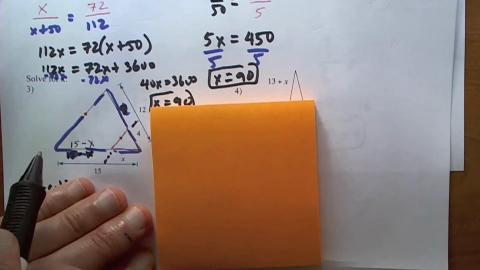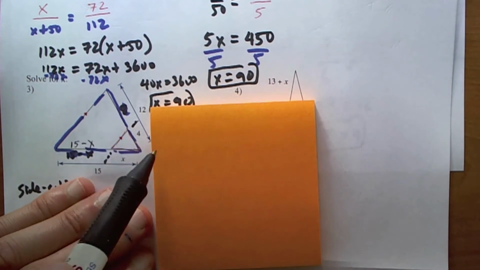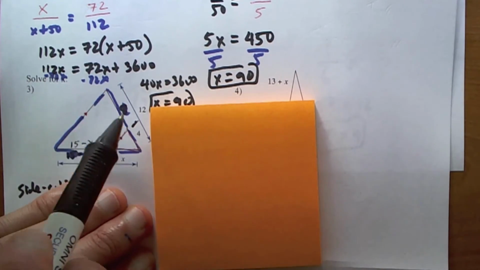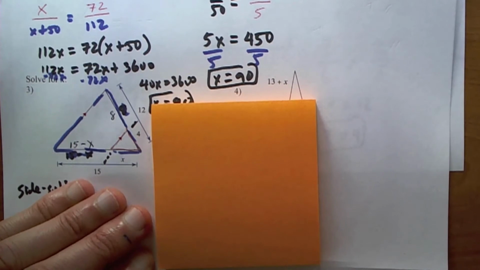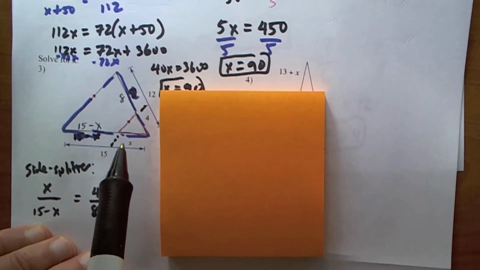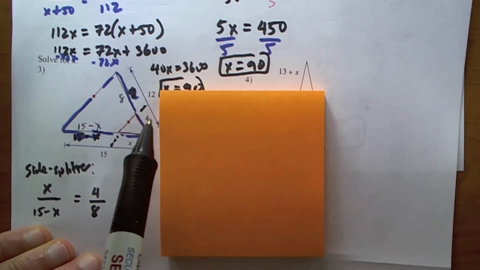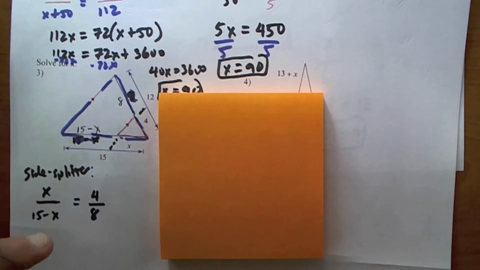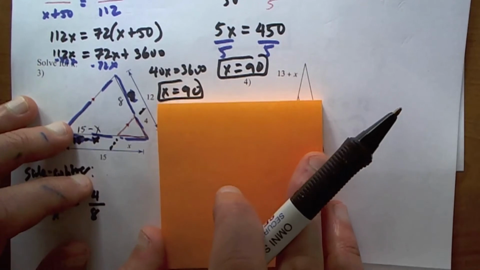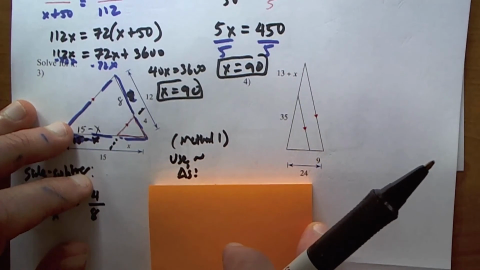The whole thing is 15. This is x. This is 15 minus x. And same thing over here. If the whole thing is 12 and this is 4, this part just here is 12 minus 4. This is 8. So I actually had to do extra work with the side splitter theorem, right? So I could do side splitter theorem: x over 15 minus x is the same ratio as 4 is to 8. Now, of course, I could simplify this to 1/2, cross multiply. It's actually not that hard, but in this case, it's actually easier to use the original method, method 1, I'll call it, using just similar triangles.